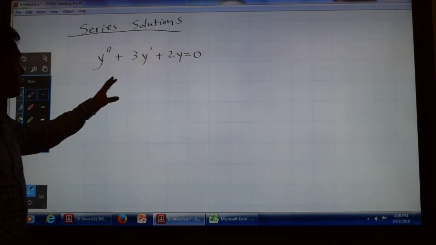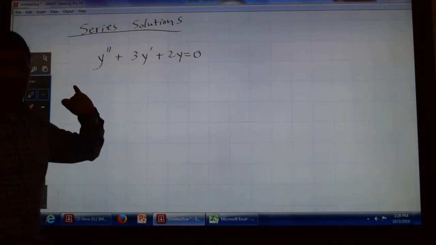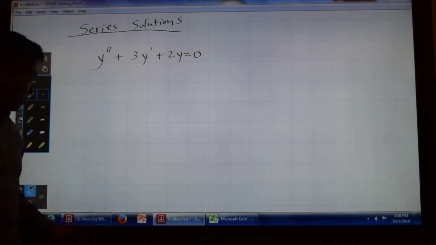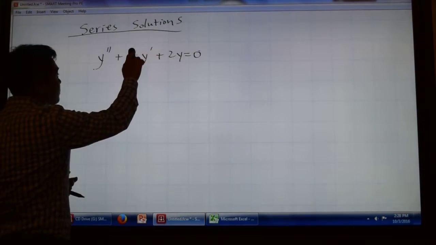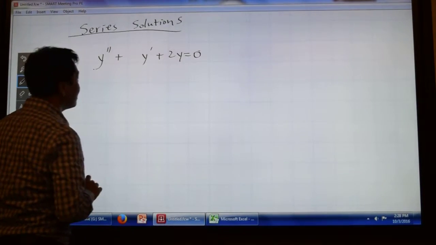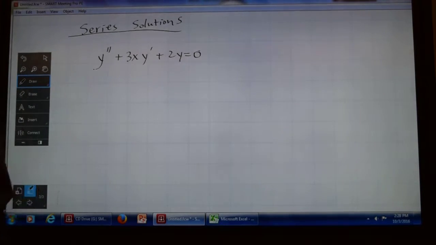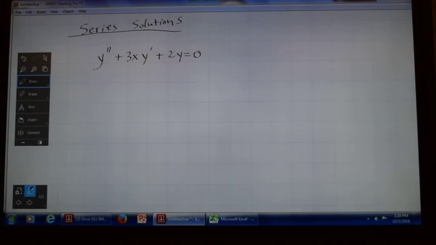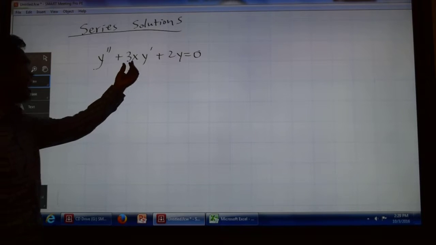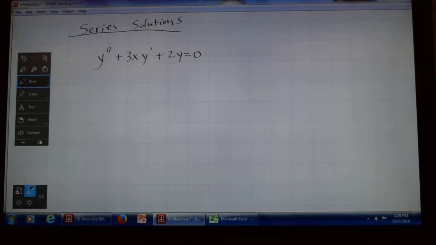Now today what we are going to do is I'm going to remove the condition that these coefficients should be constants. So I want to make this something that varies. So for example, instead of 3, what if I had 3x? Okay. So all I did was I just put that x in there. Now suddenly this becomes 10 times harder than before. Just by placing that x there, this becomes 10 times harder than before.